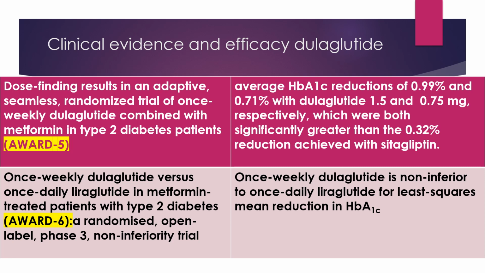In AWARD 6 trial, once weekly 1.5 mg dulaglutide was non-inferior to daily 1.8 mg liraglutide for hemoglobin A1C reduction. Regarding body weight, weight loss averaged 2.9 kg with dulaglutide and 3.6 kg with liraglutide.